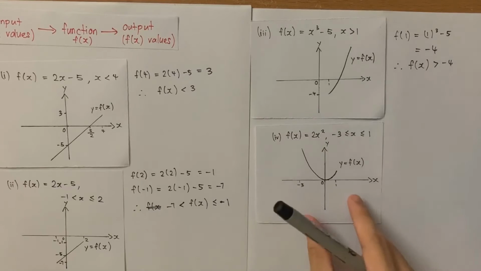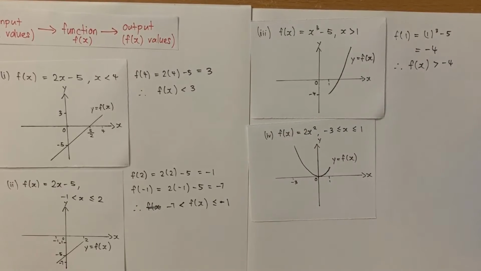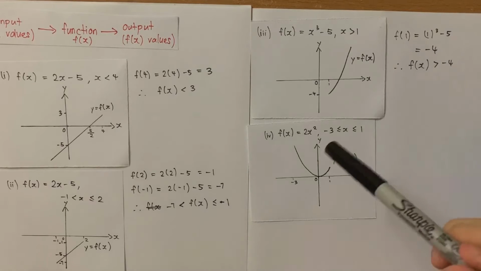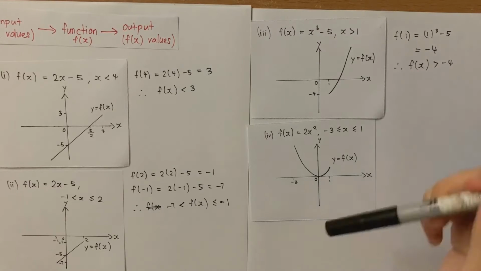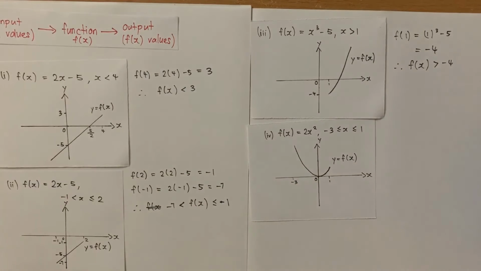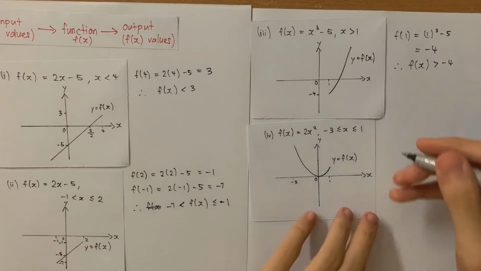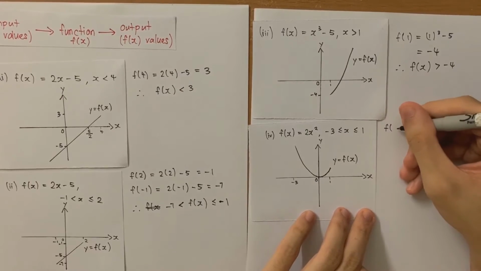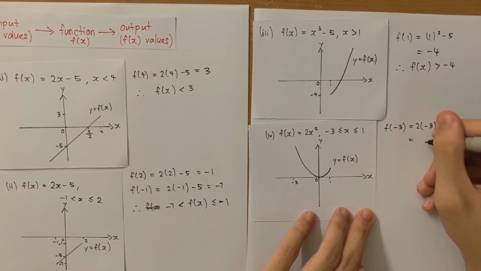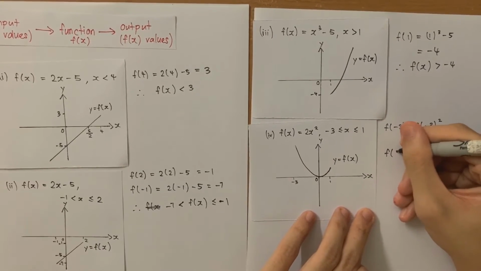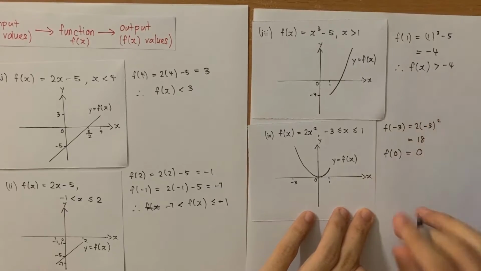Yeah, so let's see here. This is a quadratic graph, and we are going to restrict it so that x is in between negative 3 and 1. Now you can see that the highest point here is when x is equal to negative 3, and the lowest point is not when x is equal to 1, it is when x is equal to 0. You can see the graph here is going down, and it moves up again. So now we are going to find the values of f of negative 3, and that's 2 multiplied by negative 3 squared, and that is 18. And f of 0 is 0, basically.